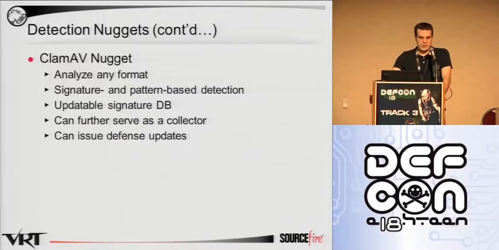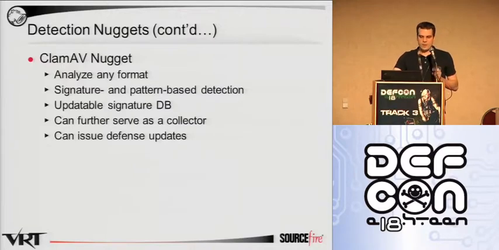ClamAV. ClamAV is an open source antivirus that can analyze any format. It offers signature-based, pattern-based detection in the form of NDB and LDB files, but you can actually also write your own C code for it. It's got a bytecode interpreter, which I think is fairly recent. One of the cool things about this is that it's got an updatable signature DB, so you can update it in one of two ways. Either you can update it yourself, or you can run a utility called FreshClam, which will grab fresh signatures from an online database.